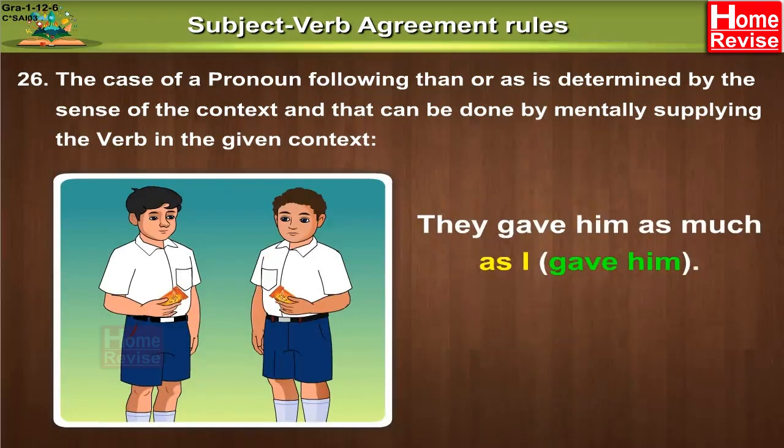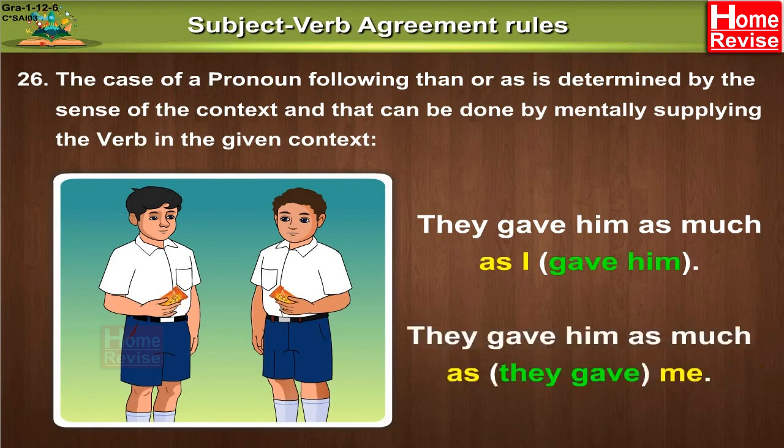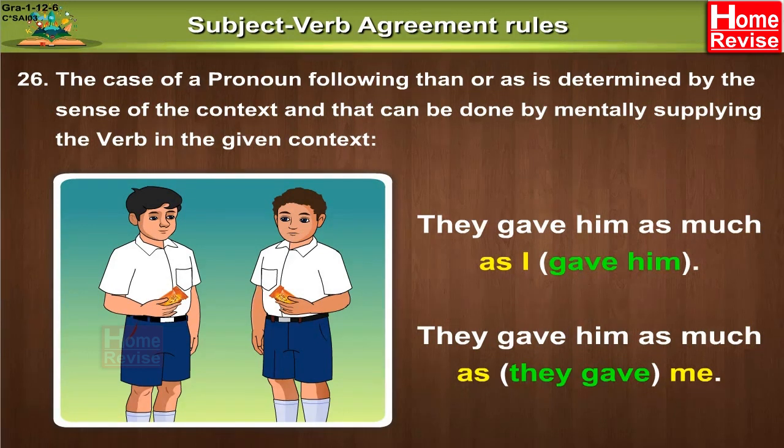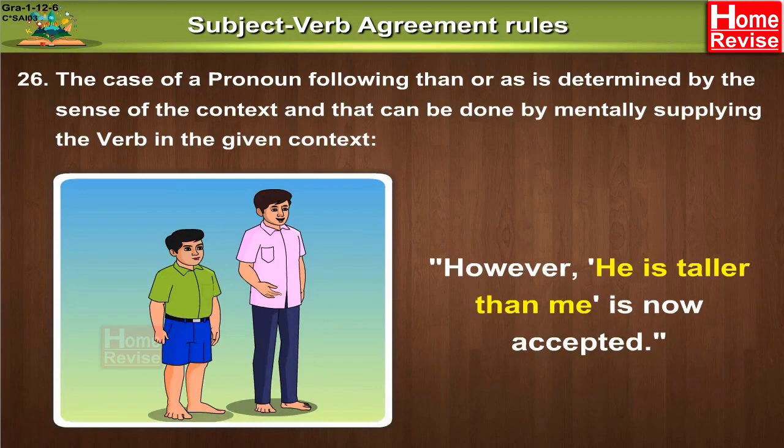They gave him as much as I. Gave him is mentally supplied. It is not mentioned. They gave him as much as they gave me. But they gave is not mentioned. They gave him as much as me. However, he is taller than me is now accepted.